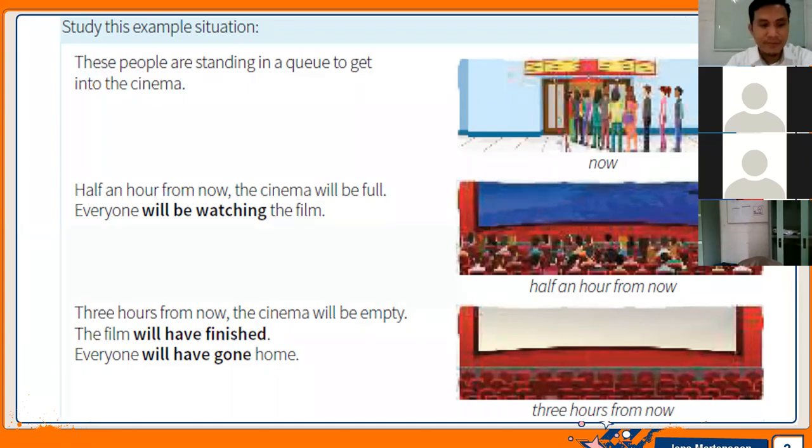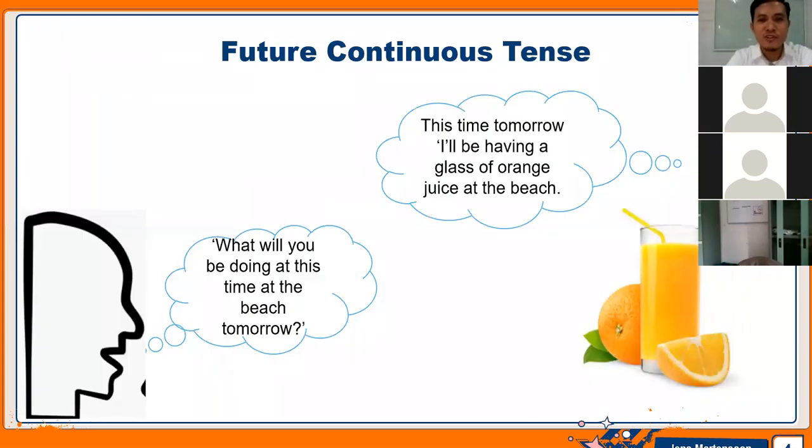Okay, so the next slide. Okay, so this one, future continuous tense. So it's just like a short conversation. Look at this one. What will you be doing at this time at the beach tomorrow? For example, he is planning to go for holiday somewhere at the beach, maybe in Bali. Yeah. So, but now he is still in Medan.